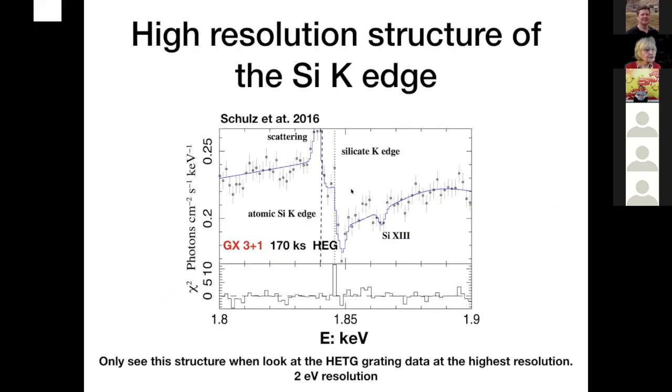And therefore, we can only see the very high resolution structure of the silicon K-edge with the Chandra HETG observation with the highest resolution. This is an example for GX 2+1. This is the atomic silicon K-edge. This is the silicate K-edge.